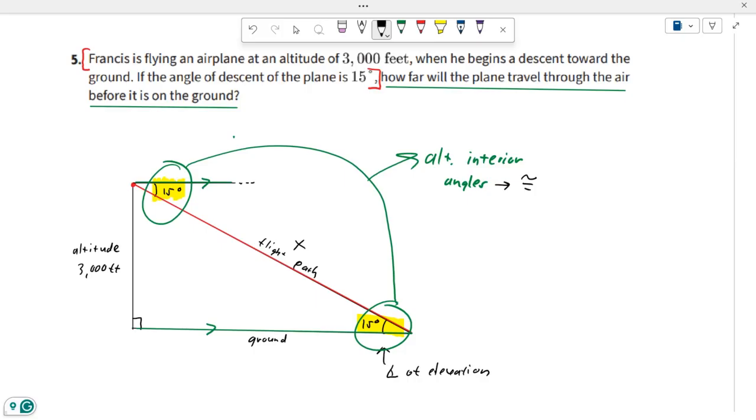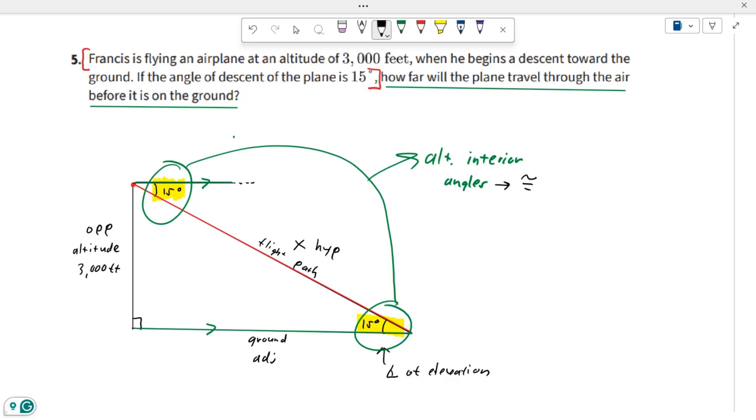So what we're going to do is label the three sides of our right triangle relative to the angle that we know, which is 15 degrees. So if the 15 is there, it means that the flight path is the hypotenuse, the altitude is opposite, and the ground is adjacent.